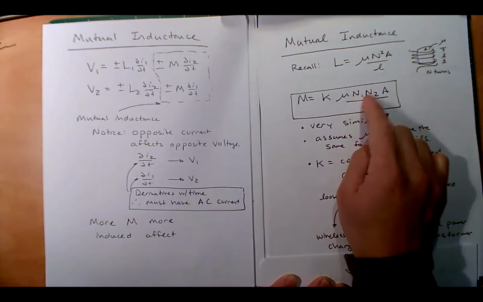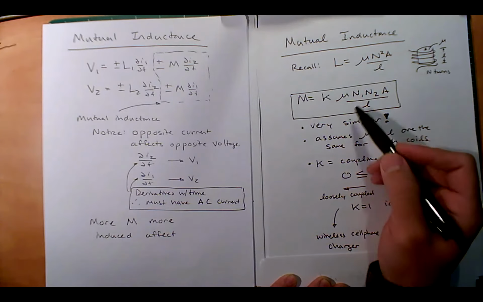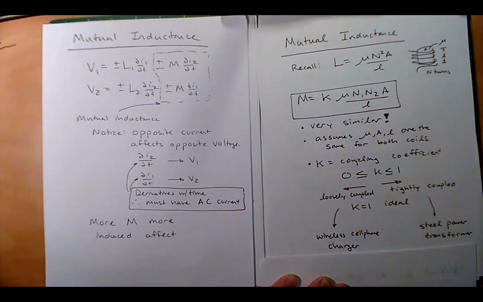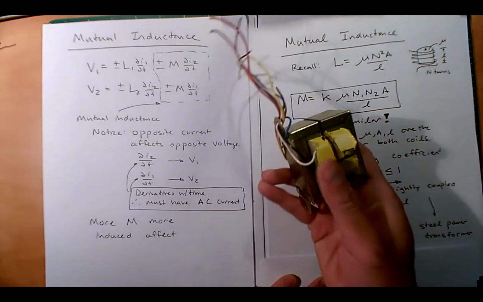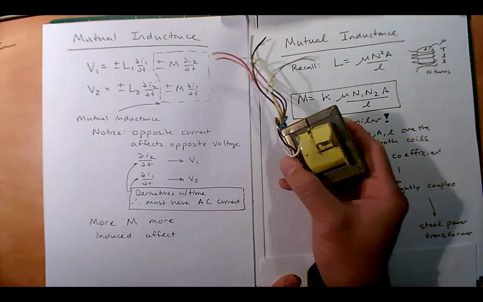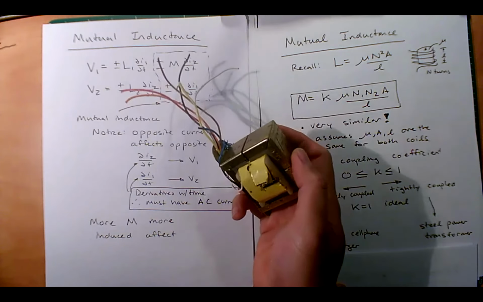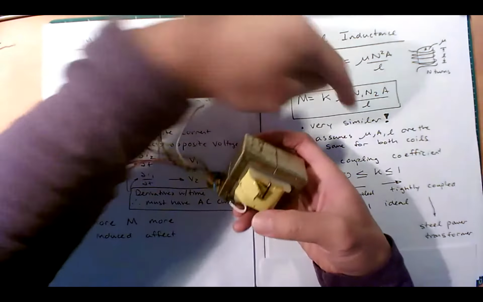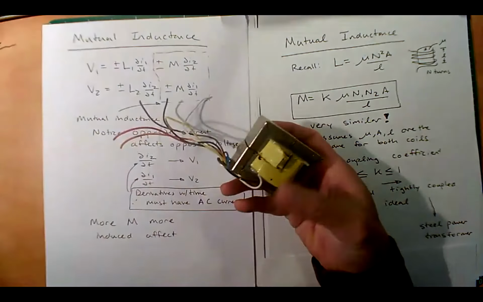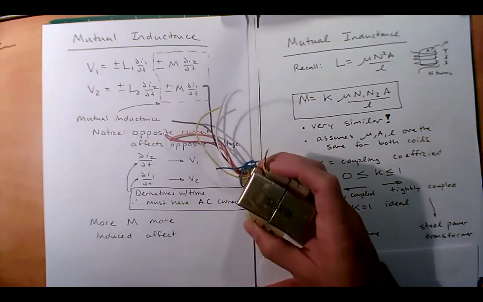Now, in this assumption for this equation, we are assuming that in both coils, the mu, the cross-sectional area, and the length are all the same. You can see that here, right? In this case, they're wrapped around the same branch of the steel, so they're the same stack height and the same cross-sectional area. So here you're getting this kind of equation.